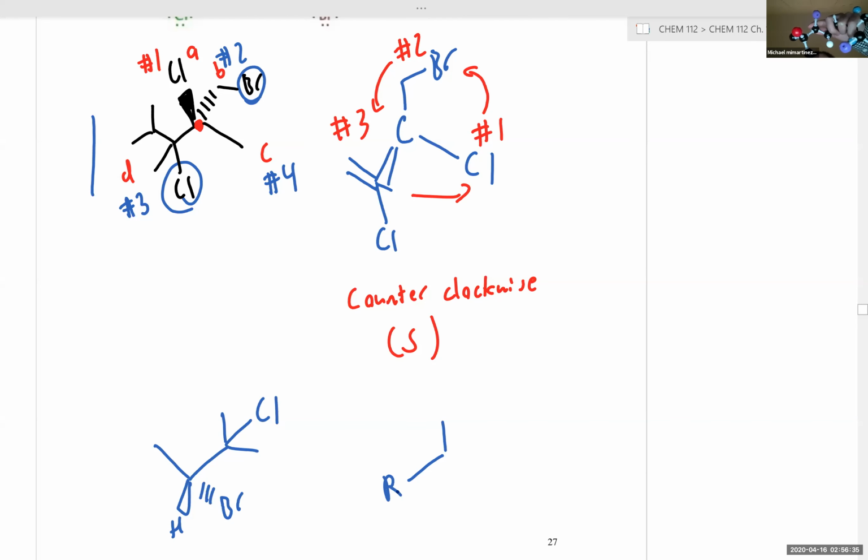So I'm going to label this group R. We have our bromine. So the R group is going out towards us. We have our alkyl chloride on the right, and we have our hydrogen in the back.